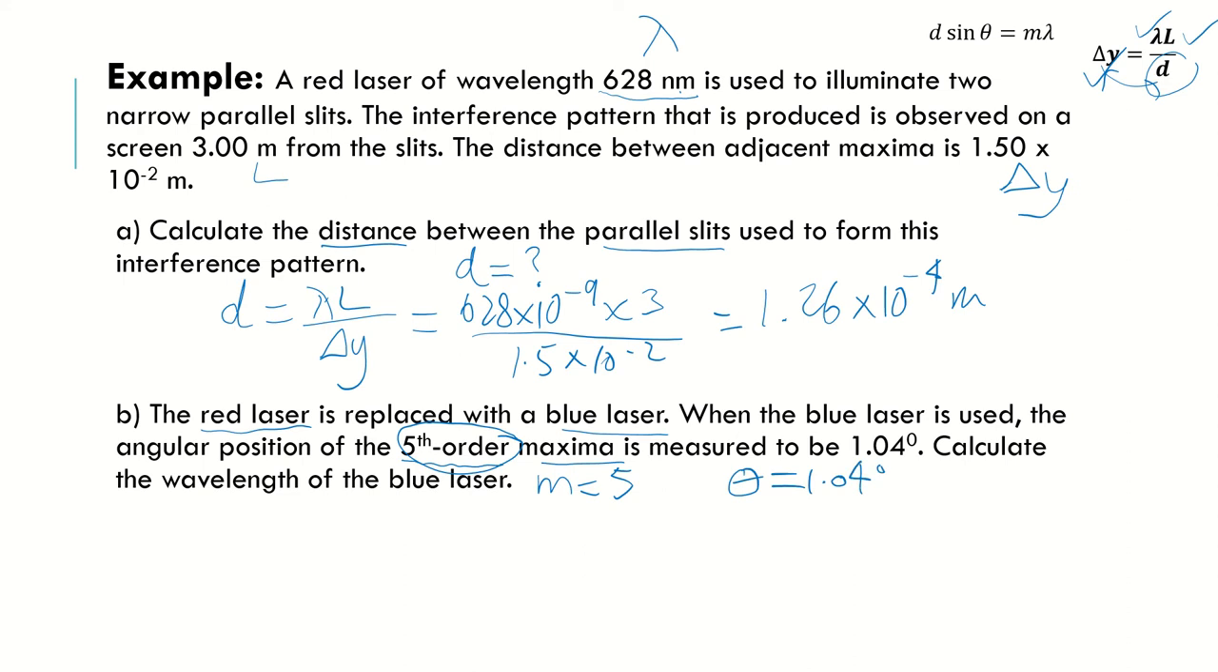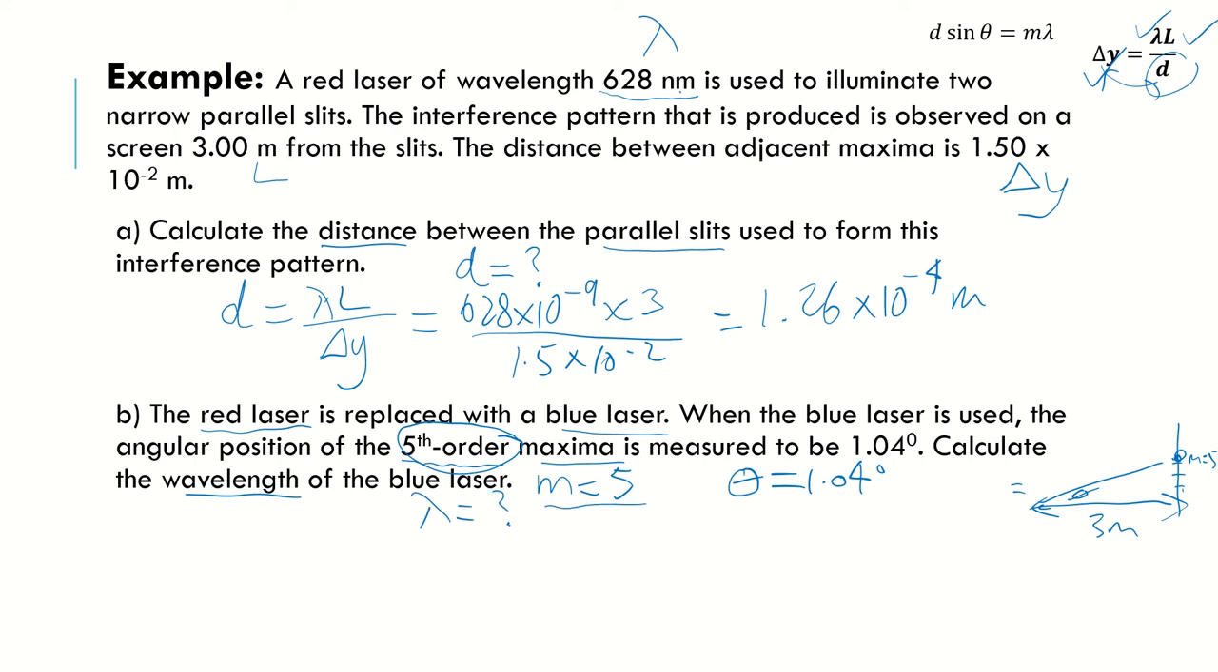Because remember, we're 3 meters away, so if we have our double slits, and then we have our screen, this is 3 meters. So even just the fifth order one, m equals 5, is going to be a very tiny angle of 1.04 degrees. So calculate the wavelength of this blue laser.